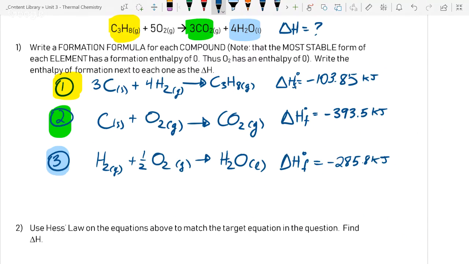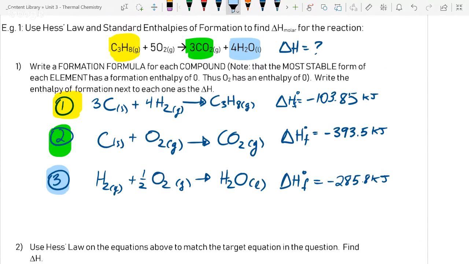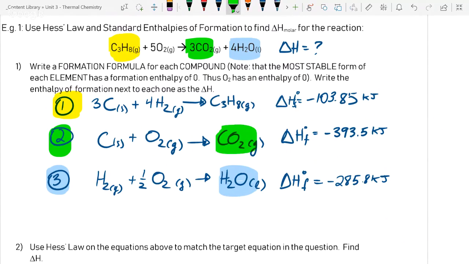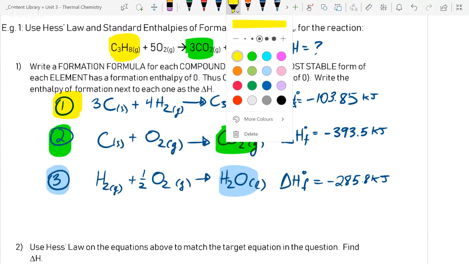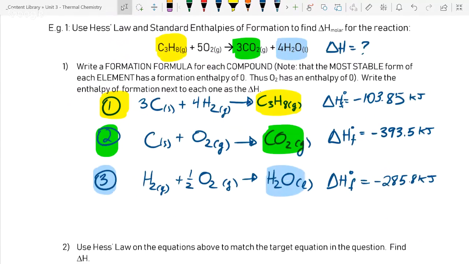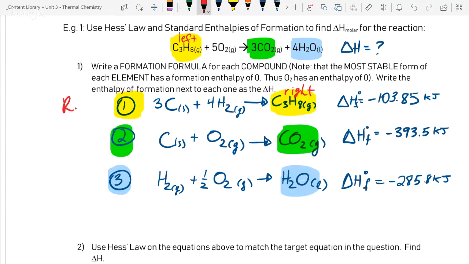Okay, now let's just do Hess's law. And hey, everything's pre-highlighted, which is kind of nice. There's our water. There's our carbon dioxide. And there is our propane. So let's ask ourselves, to do Hess's law on this, over here we want propane on the left. Here it's on the right. What do I need to do with this first equation? I need to reverse it. Anything else? Is the number in front of it good? Yeah. Cool. Okay, so that one's done.